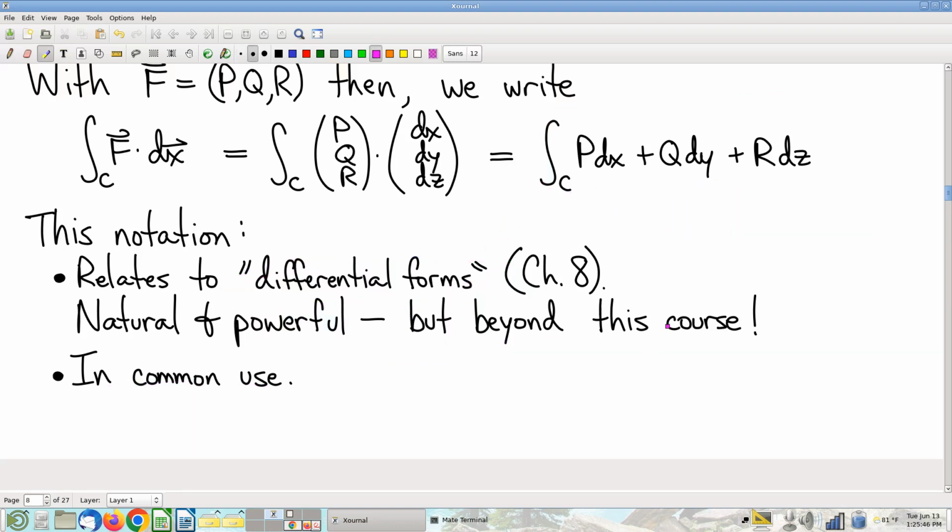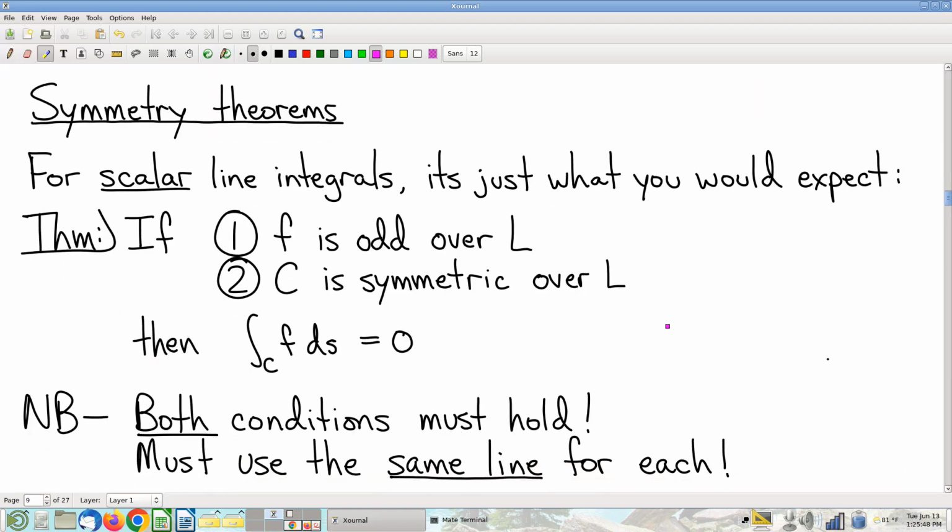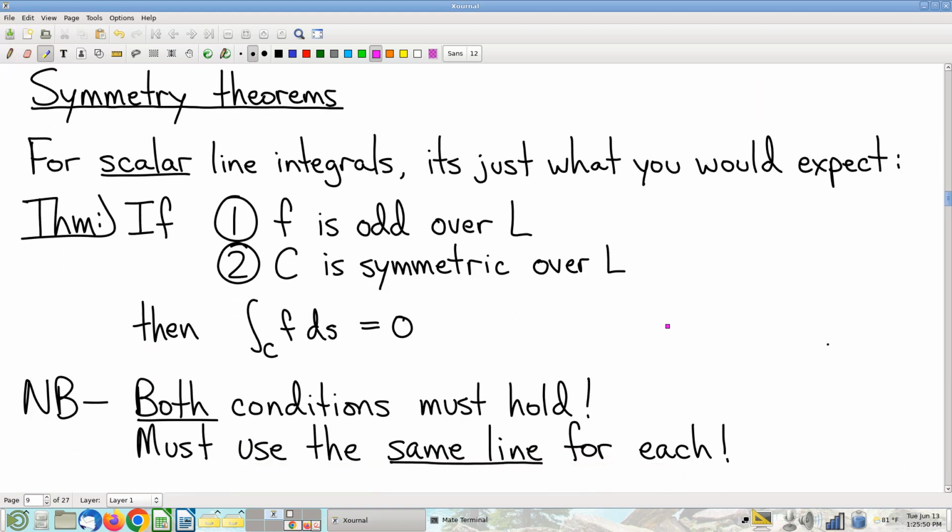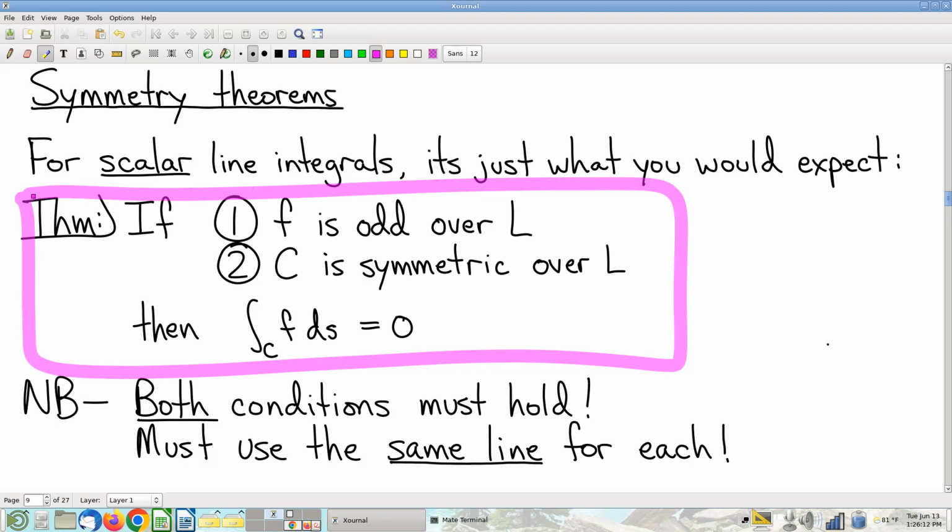Okay. So, enough said about that. Got to say a couple of things about symmetry theorems. As y'all know, I'm a huge fan. I love symmetry theorems. There's a symmetry theorem for single variable integrals that y'all already know. We've seen symmetry theorems for double integrals and for triple integrals. Super powerful. Gotta love them. Here is a symmetry theorem for scalar line integrals. And it's exactly what you would think, and it works for exactly the reason that you would hope.